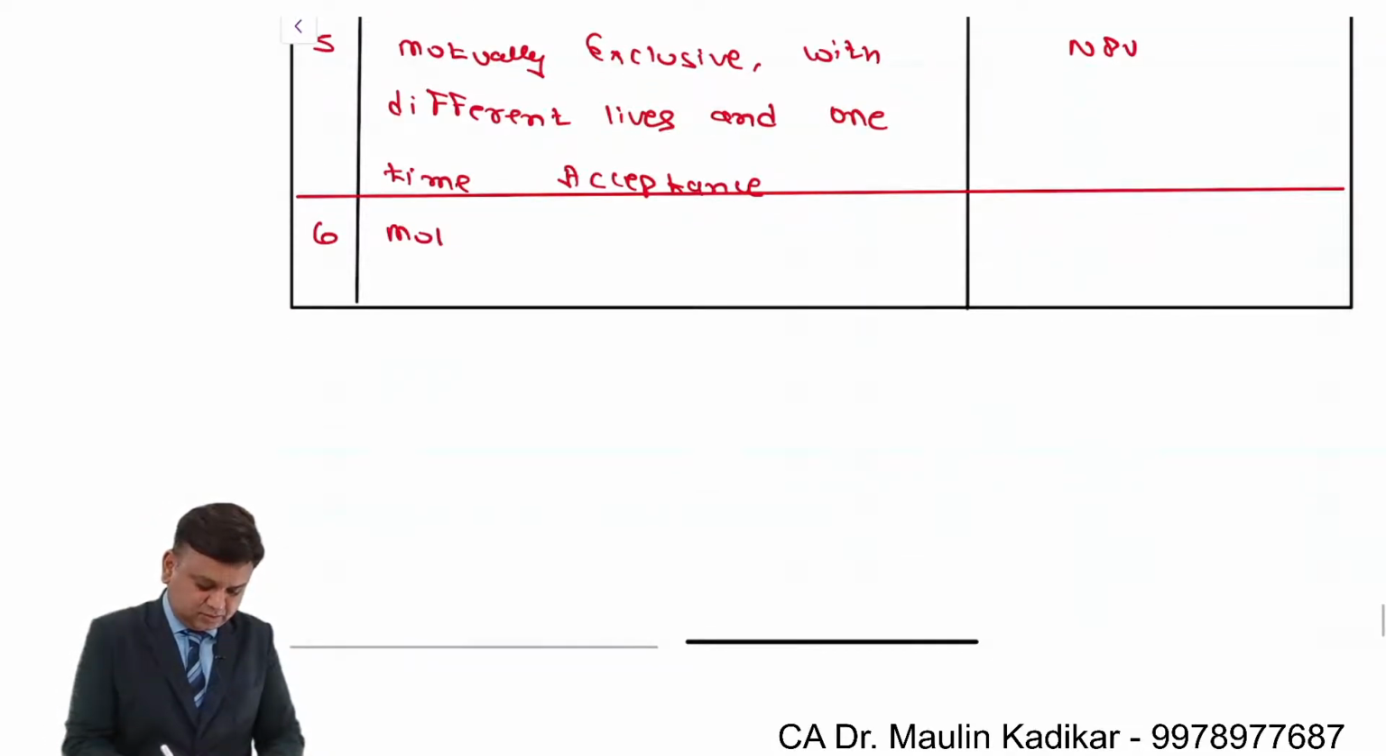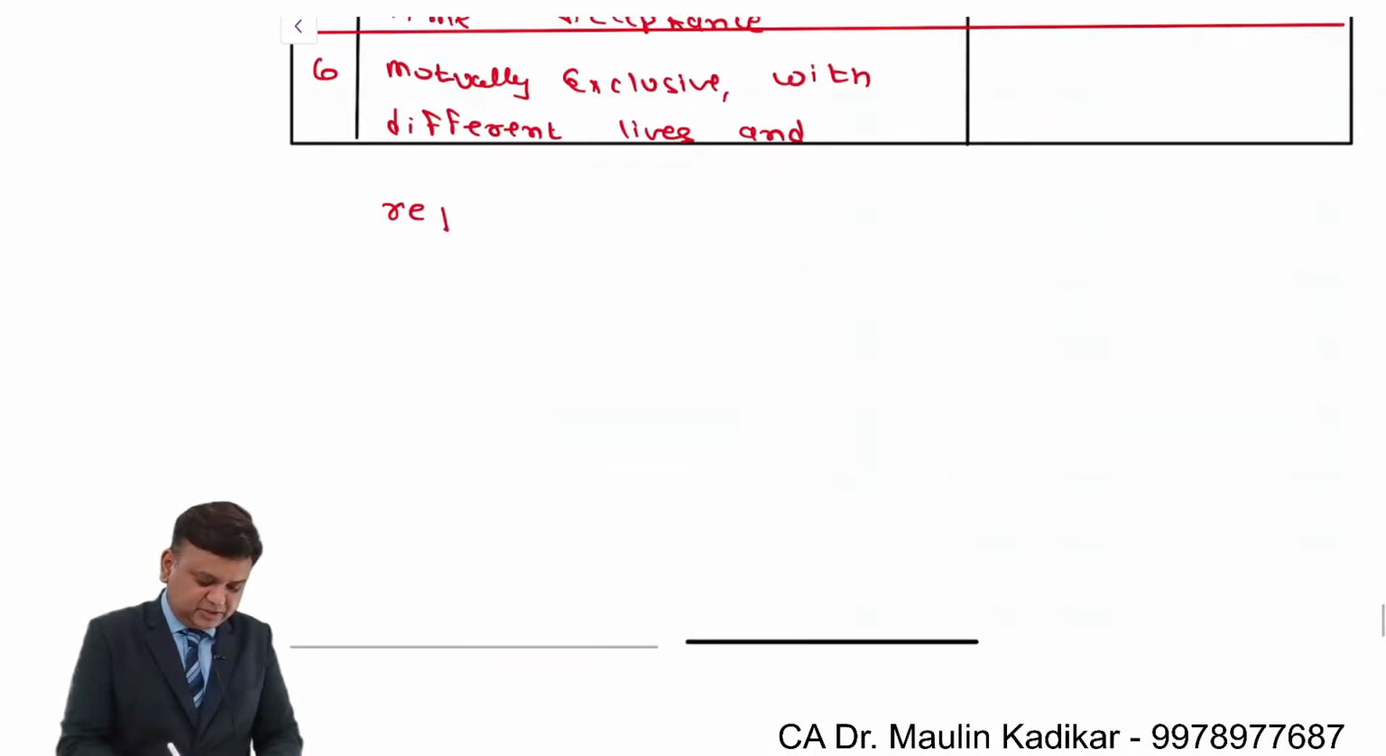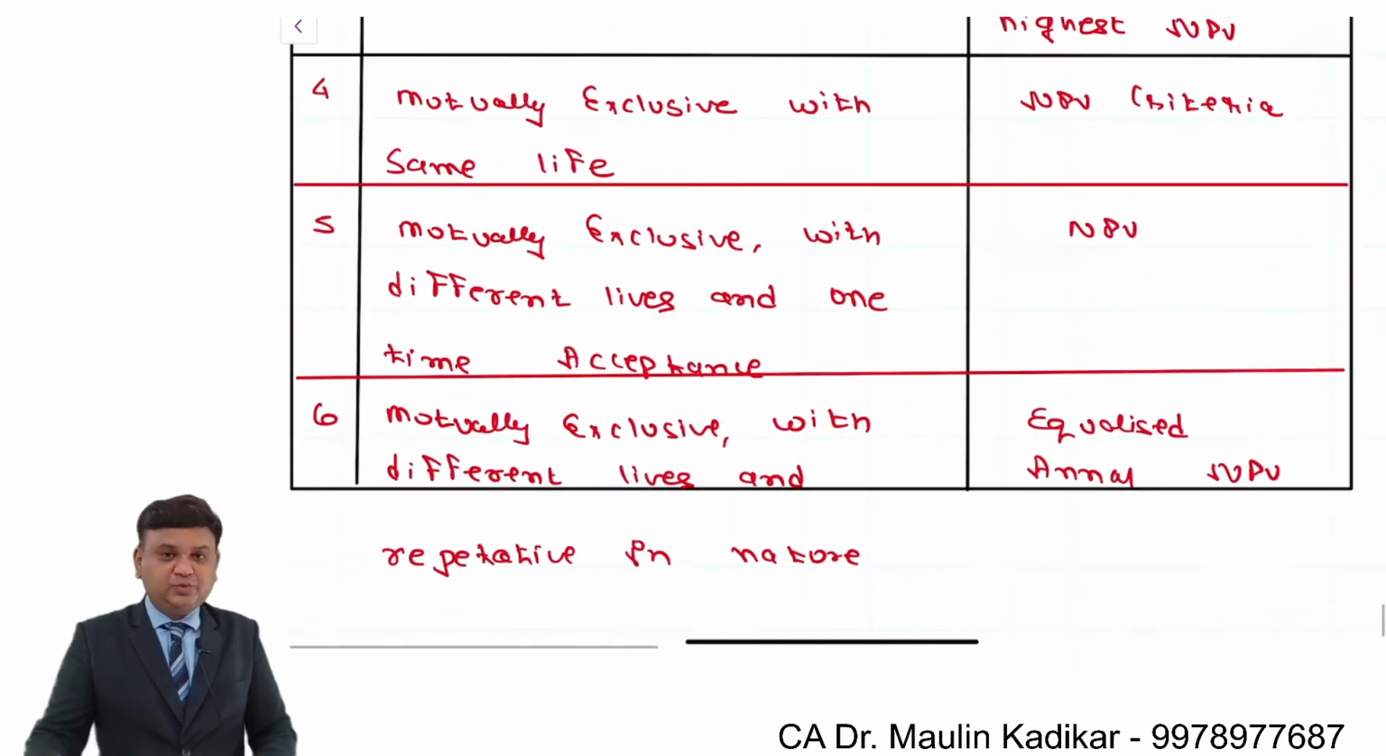Sixth, mutually exclusive, with different lives and repetitive in nature. In that case, equalize the annual NPV. That is what we have to follow.